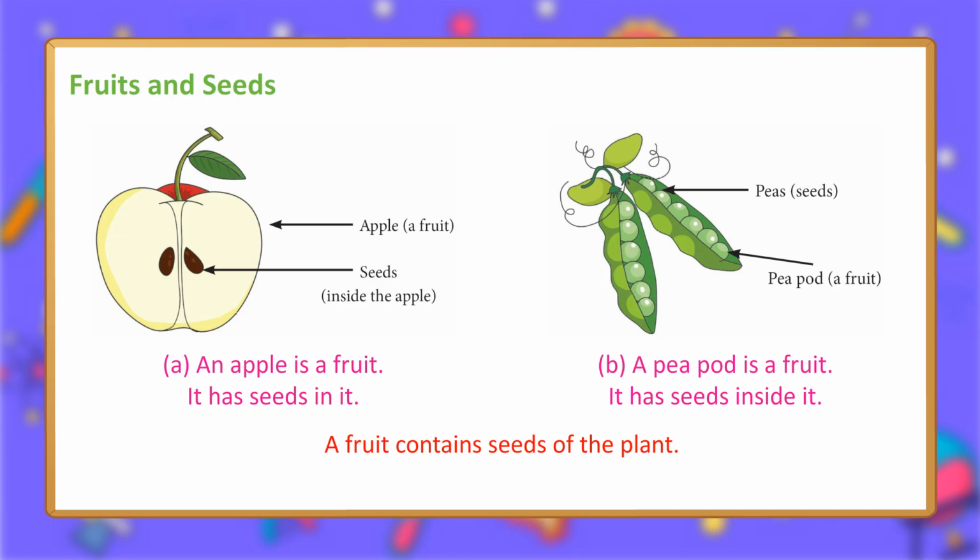A. An apple is a fruit. It has seeds in it. Apple, a fruit. Seeds inside the apple. B. A pea pod is a fruit. It has seeds inside it. Peas, seeds. Pea pod.